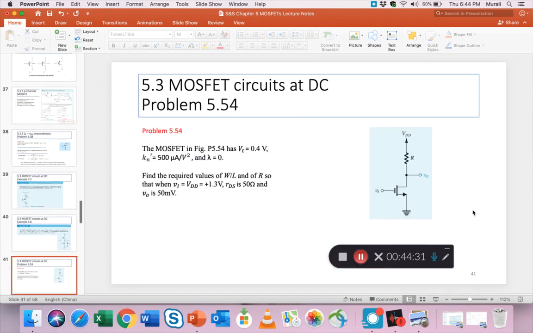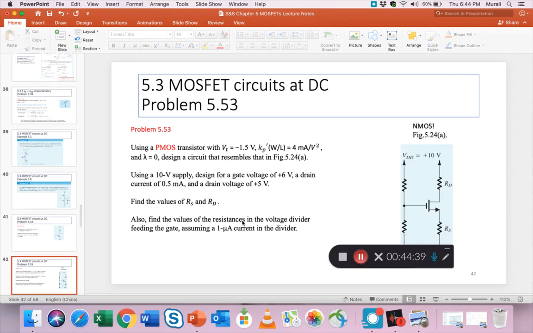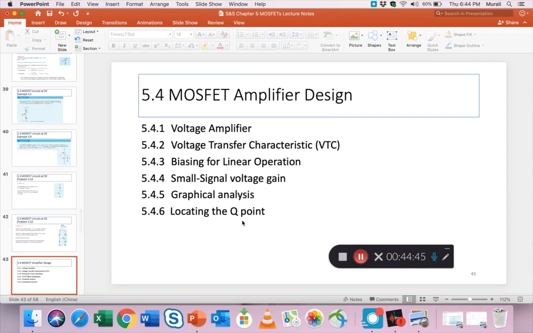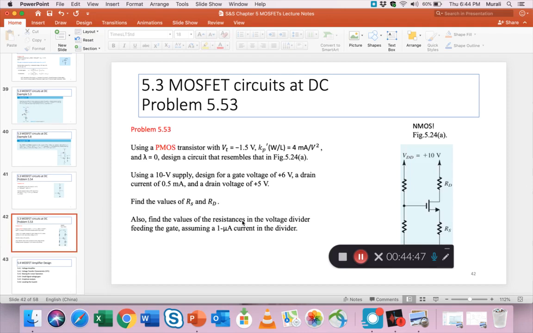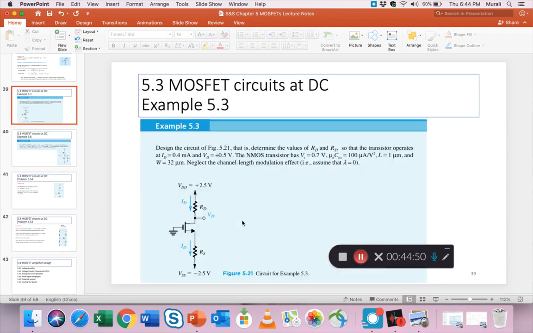I also have 2 more related to the same issue, but these are problems from the back, 5.54 and 5.53, and I will pay a little more attention to these 2. Okay, and then we move on to the next lecture. So there's a total of 4, 2 examples and 2 problems. So let's quickly go through them in the next 6 to 8 minutes so that you're not late.